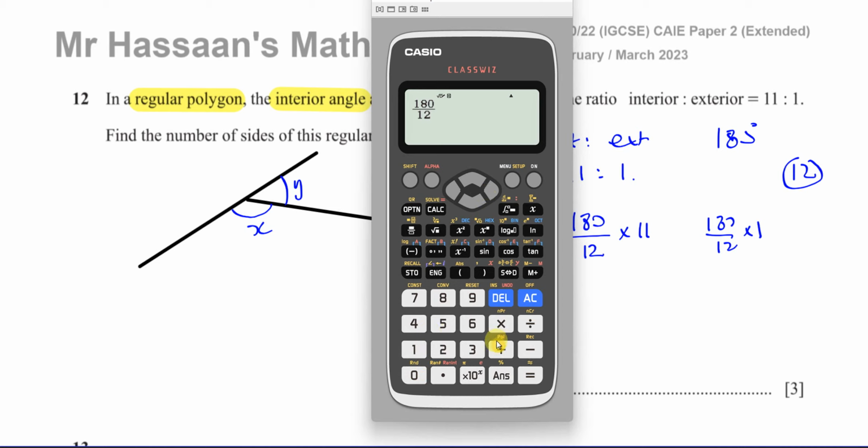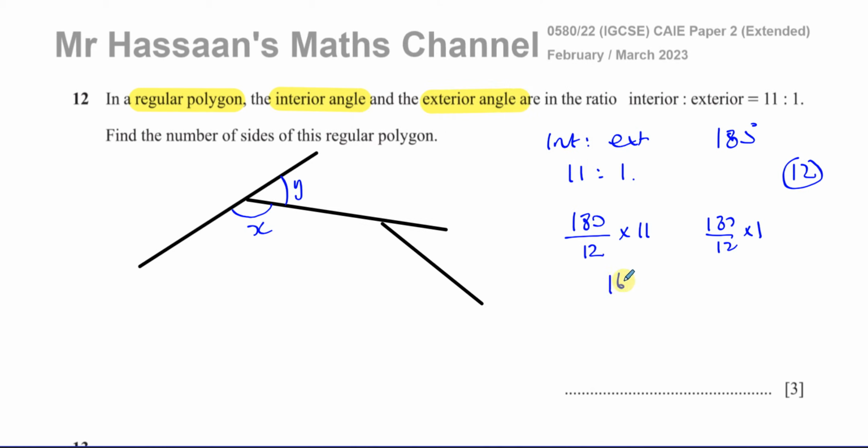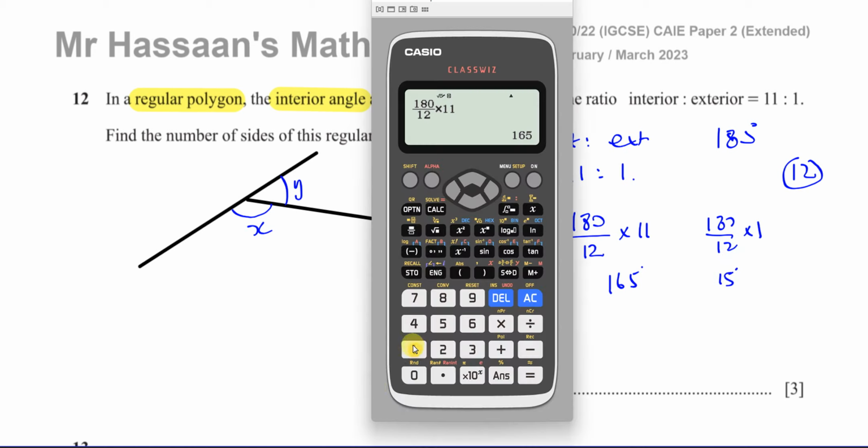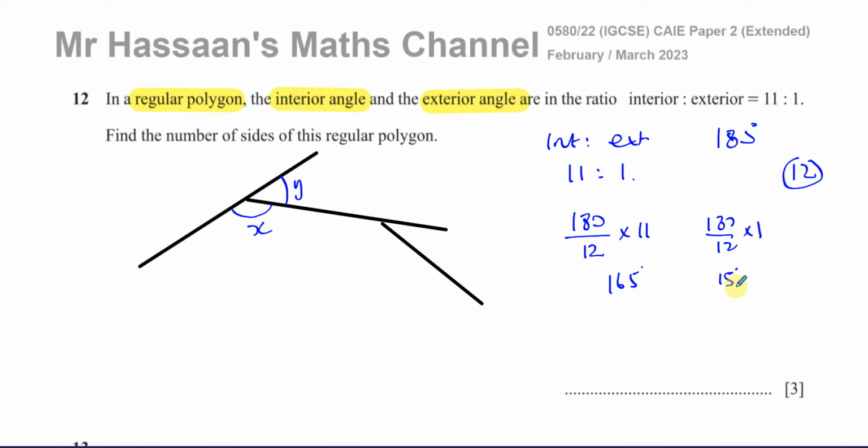And you multiply that by 11. That gives you 165. So 165, and of course what must be left is 15. 180 over 12 is going to be 15, of course. If we just take this away, that's going to be 15, because it must add up to 180. So this is 165, and this is 15.